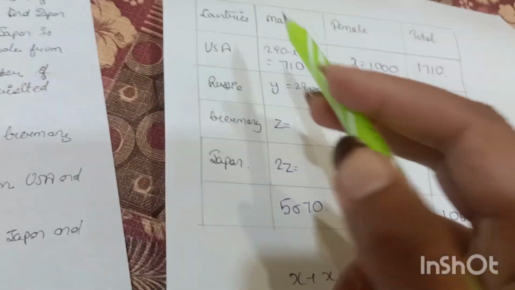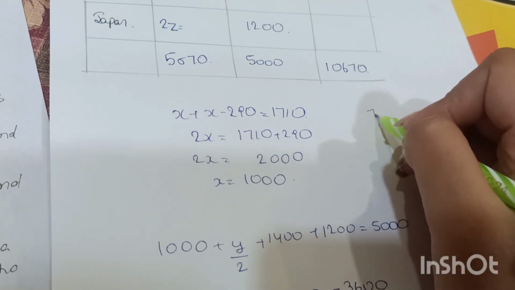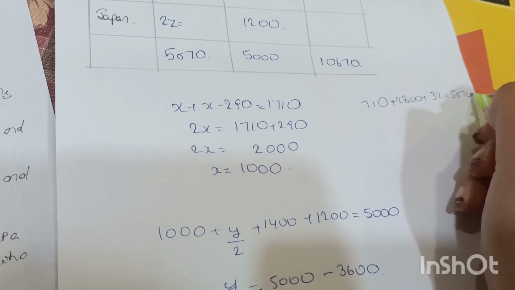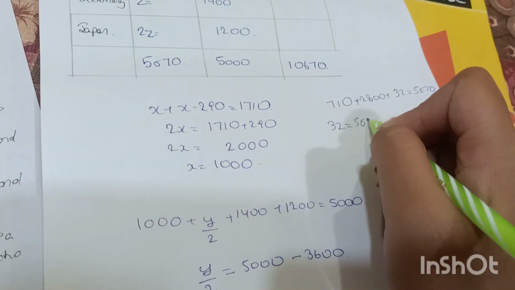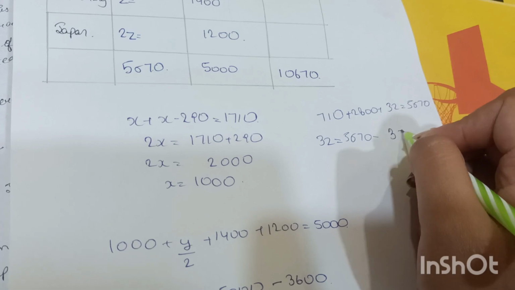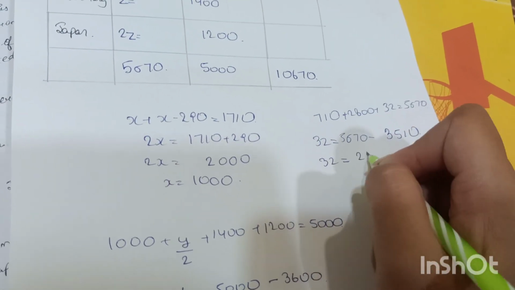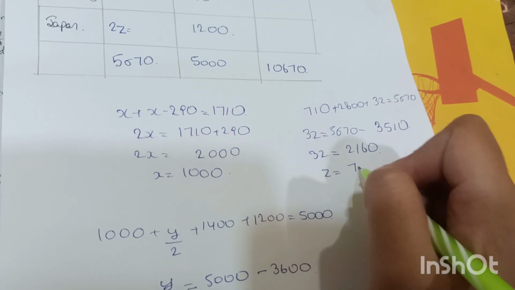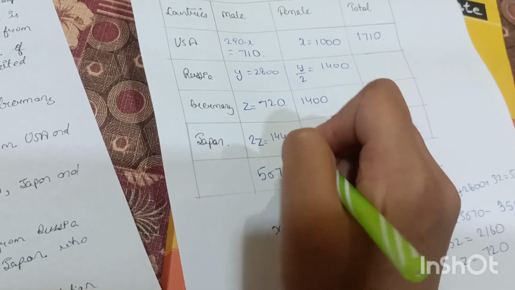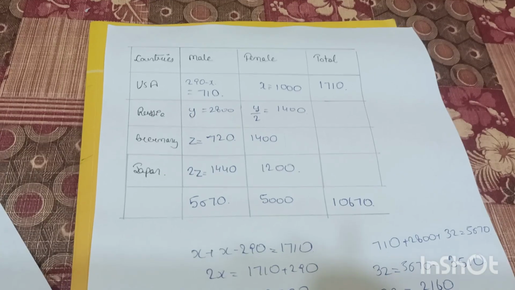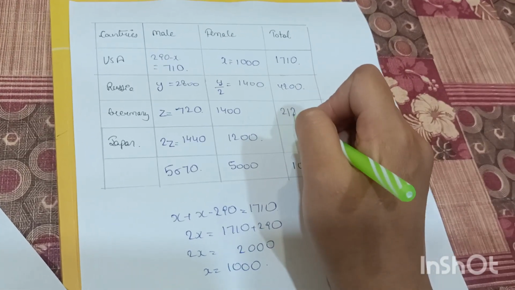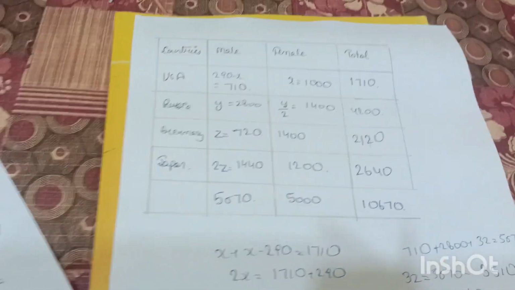Okay, so now if we solve this value, we'll get the value of z. So now let's solve. It will become 710 plus 2800 plus 3z equals 5670. Okay, so we'll get 30. So if we add this, then we'll get the value of 3510, and then you'll get 2160, and then the value of z will be 720. So it will become 720, and over here it will become 1440. So now do the total of this. So you'll get it like this: 4200, and of this you'll get 2120, and this 2640. So the table is like this.